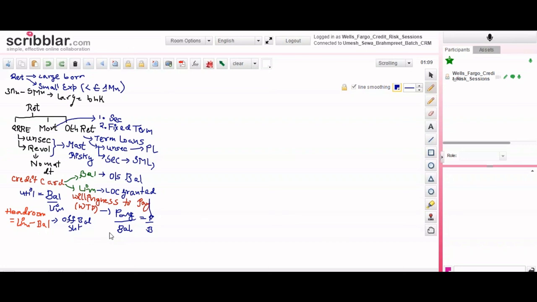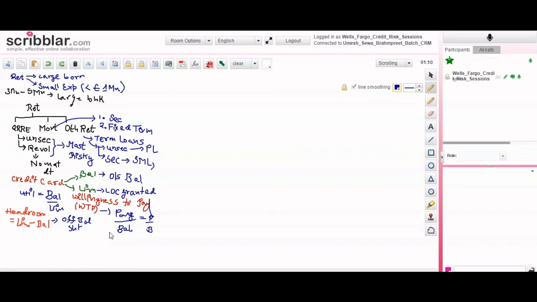Now when we talk about this off balance sheet item, it is used in deciding the exposure at default for the bank, and that's where your concept of CCF, credit conversion factor, comes in. Because obviously whenever you are looking at a credit card account, you know that there would be a certain amount of balance which would be there, right? And there would be a certain amount of balance which would not be there.